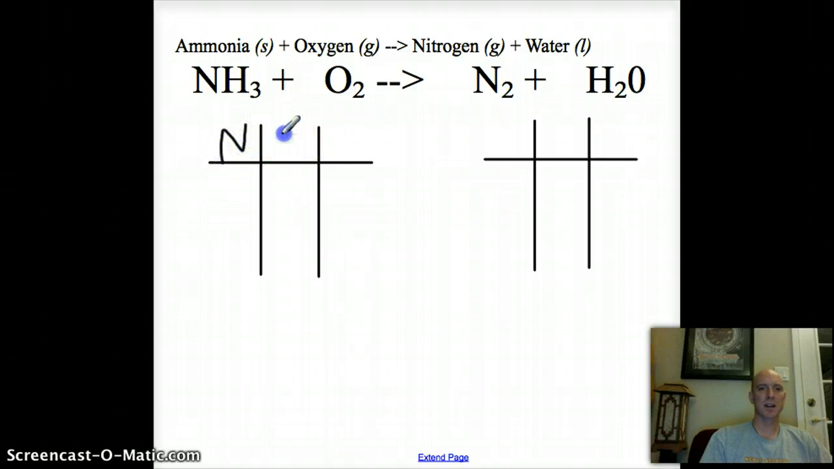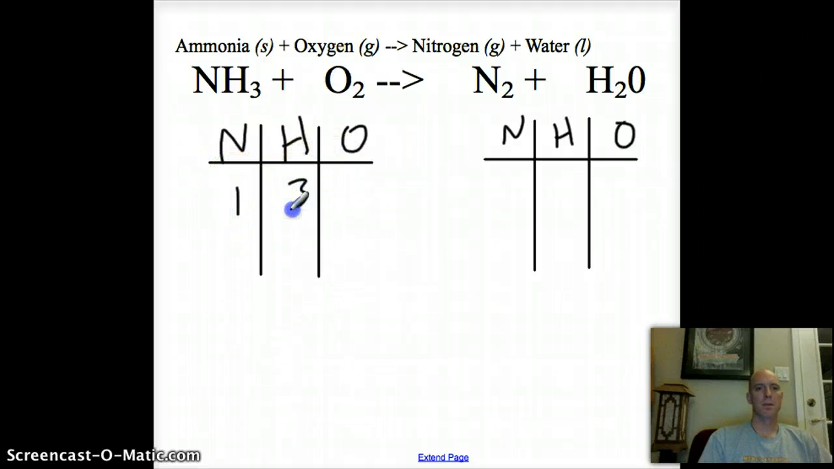I got nitrogen, I got hydrogen, I've got oxygen, nitrogen, hydrogen, oxygen. I'm going to count them up. 1, 3, 2. Over here I got 2, 2, 1. Not balanced. We just got to play with the recipe a little bit. That's why we're having so much fun. It's just like a little puzzle.